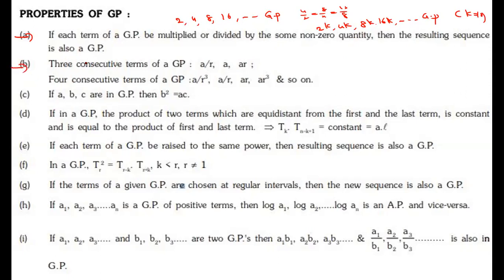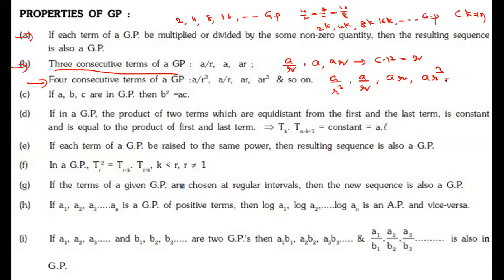Property number 2. How to choose three numbers? Three consecutive terms: A by R, A, A into R. Every time you have to choose like this. Four numbers, how to choose? A by R cube, A by R, AR, AR cube, like that. What is the common ratio in this case? Anyone? R square. In the first one, the common ratio is R. Anyhow, if the common ratio is fixed, they are in GP.